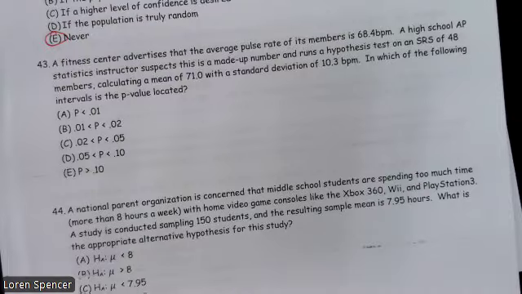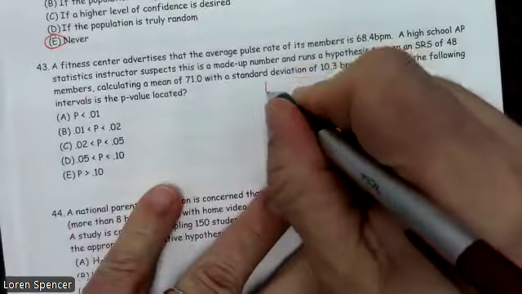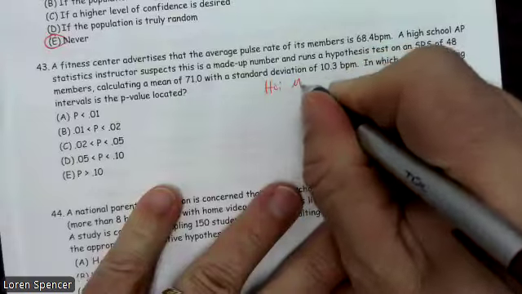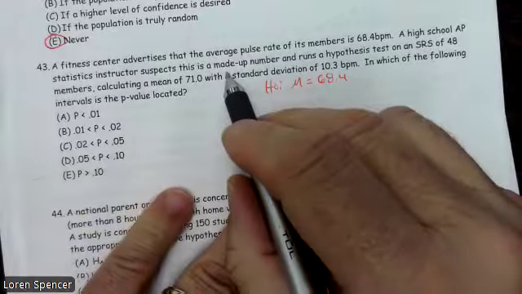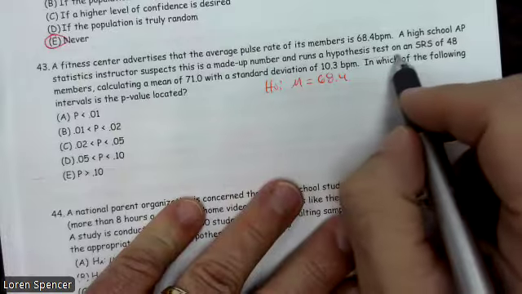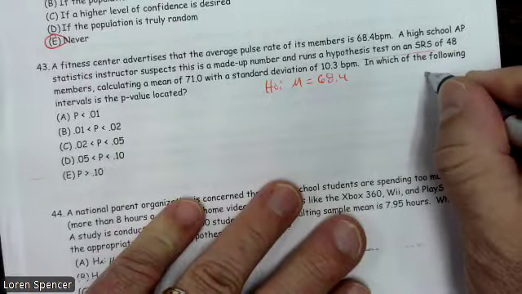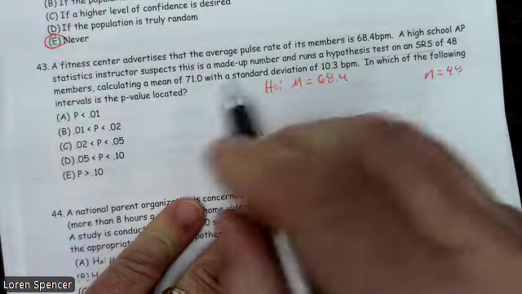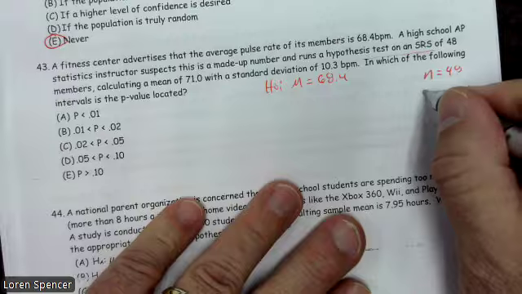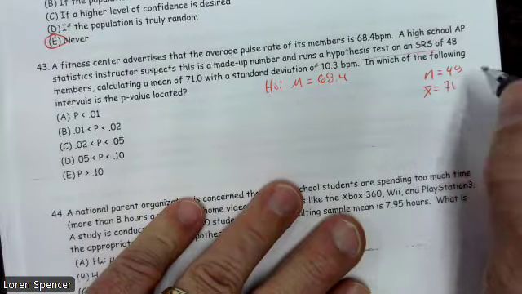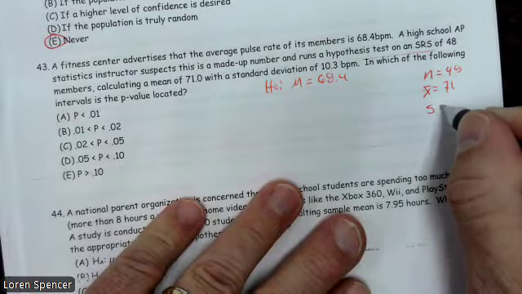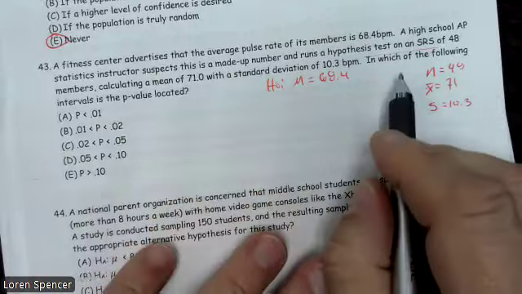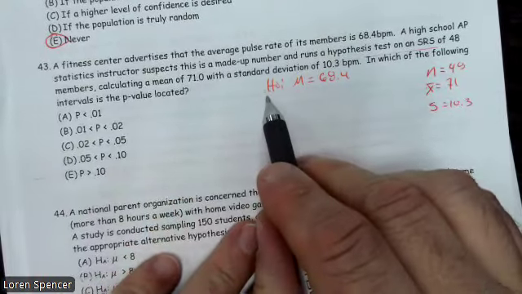43. A fitness center advertises that the average pulse rate of its members is 68.4. H0: mu is 68.4. A high school AP instructor suspects this is a made up number and runs a hypothesis test on a simple random sample of 48, calculating a mean of 71 with a standard deviation of 10.3. In which of the following intervals is the p-value located?